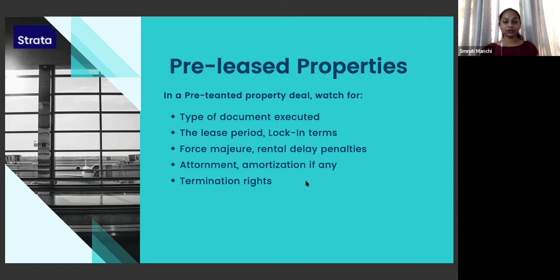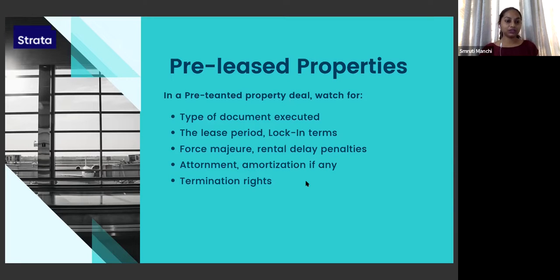Apart from this, you will also have to look at whether there are provisions for force majeure. Force majeure is the new buzzword ever since COVID blessed us with its presence. So force majeure is a pretty wide provision where you can provide for a lot of things. Force majeure would be any situation that is an act of God, that is out of the control of the parties.